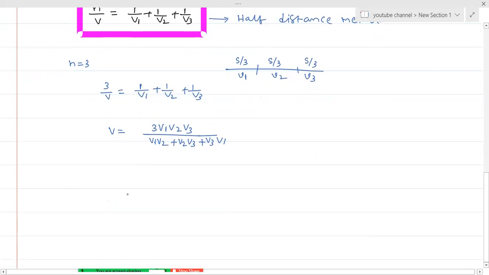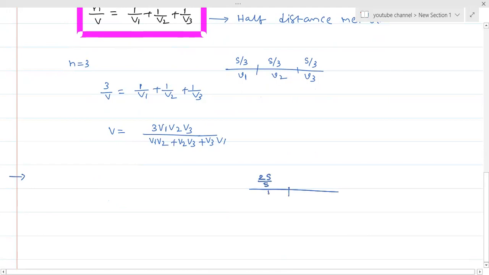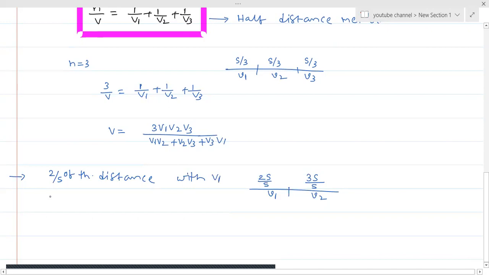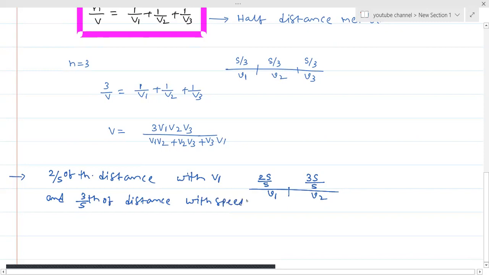Or sometimes we have applications like this. For example, a body covers 2/5 of the distance, let us say 2s by 5, with speed v1, and the remaining distance 3s by 5 with speed v2. That means 2/5 of the distance with v1 and 3/5 of the distance with speed v2.